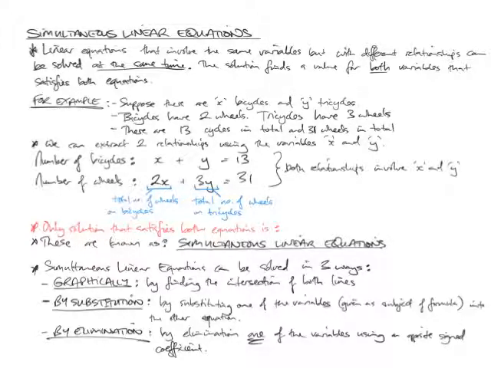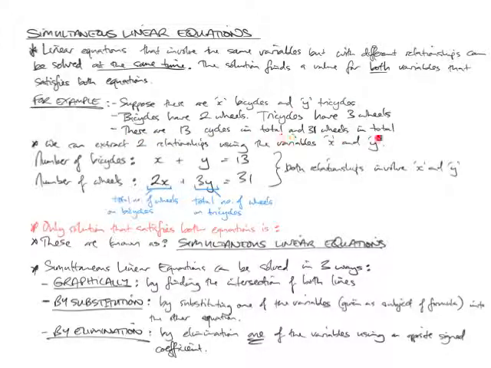So, for example, let's say our two variables are x, which represents the number of bicycles, and y, which represents the number of tricycles. Bicycles have 2 wheels, and tricycles have 3 wheels. There's a relationship between the number of bicycles and the number of wheels. The number of wheels from bicycles is going to be 2 times x, because that's the number of bicycles. The number of wheels coming from tricycles is going to be y times 3.